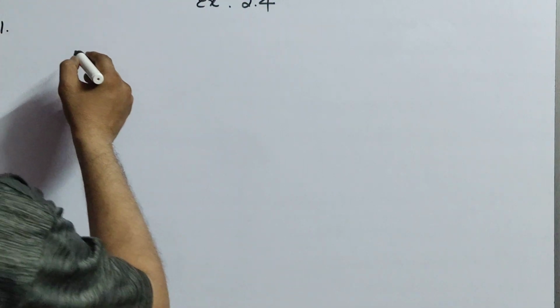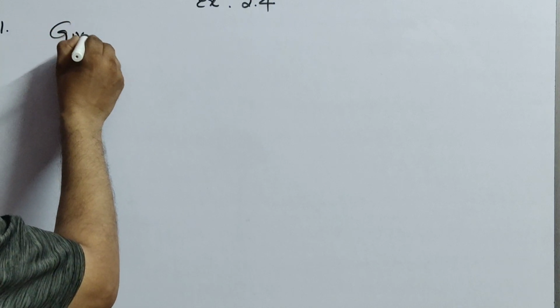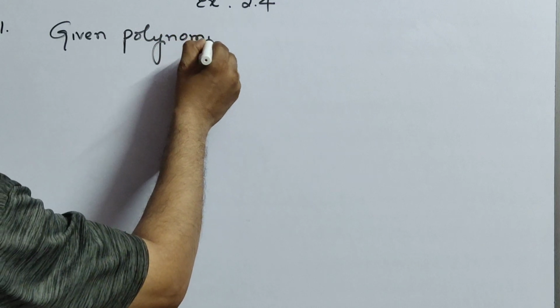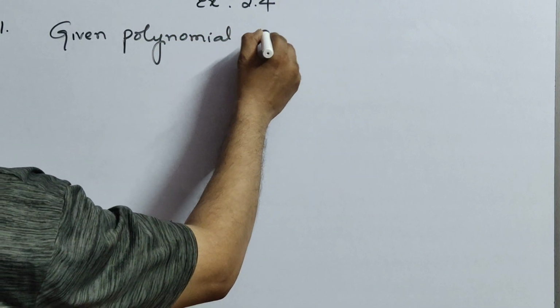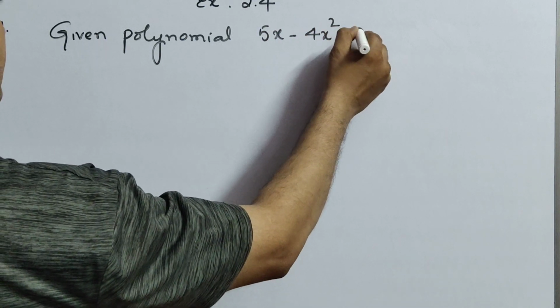See the first question here. Find the value of the polynomial 5x minus 4x square plus 3 at x equals to 0, x equals to minus 1 and x equals to 2. There are three sums given based on that. Actually, find the value of the polynomial. What is the given polynomial here? The given polynomial is 5x minus 4x square plus 3.